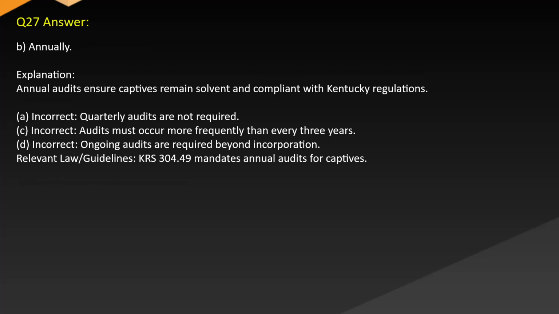Answer: B. Annually. Explanation: Annual audits ensure captives remain solvent and compliant with Kentucky regulations. A. Incorrect. Quarterly audits are not required. C. Incorrect. Audits must occur more frequently than every 3 years. D. Incorrect. Ongoing audits are required beyond incorporation. Relevant law guidelines: KRS 304.49 mandates annual audits for captives.